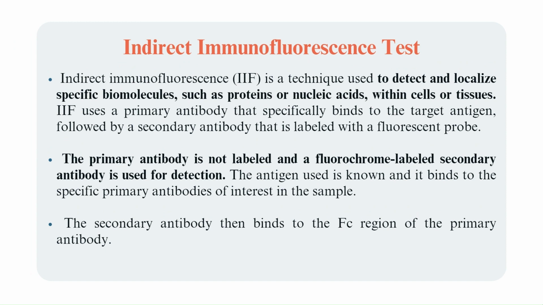Indirect immunofluorescence test. Indirect immunofluorescence is a technique used to detect and localize specific biomolecules, such as proteins or nucleic acids, within cells or tissues. IIF uses a primary antibody that specifically binds to the target antigen, followed by a secondary antibody that is labeled with a fluorescent probe. The primary antibody is not labeled, and a fluorochrome-labeled secondary antibody is used for detection. The antigen used is known, and it binds to the specific primary antibodies of interest in the sample. The secondary antibody then binds to the Fc region of the primary antibody.